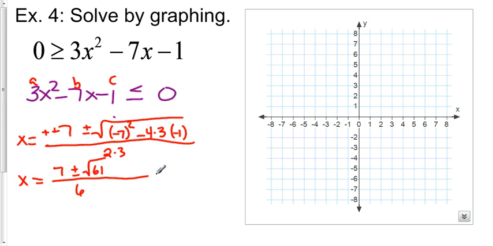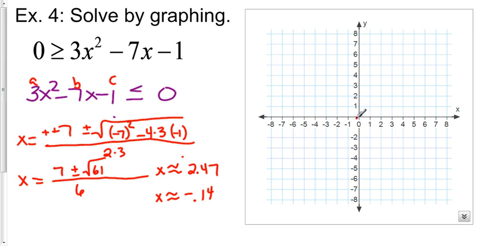And just so that I know where to graph it here, I'm going to approximate these. So you would type these into your calculator and figure out the two solutions. If you use the plus sign in the numerator, you'll get 2.47 to 2 decimal places. And if you use the minus sign, 7 minus the square root of 61, and then divide that answer by 6, you'll get -0.14.